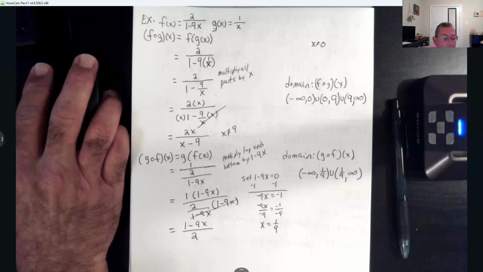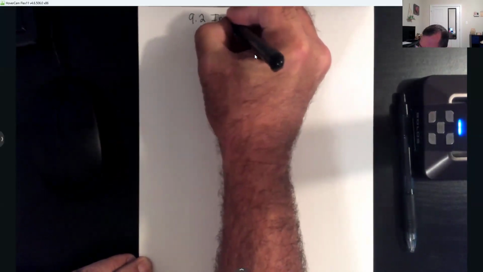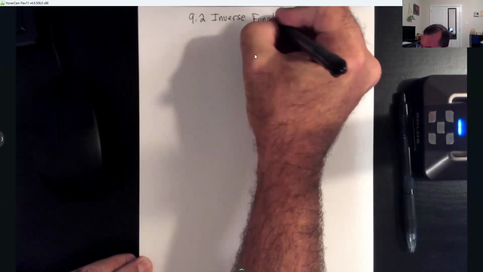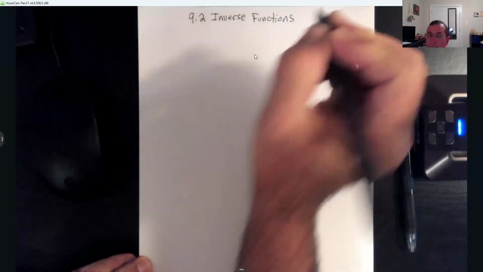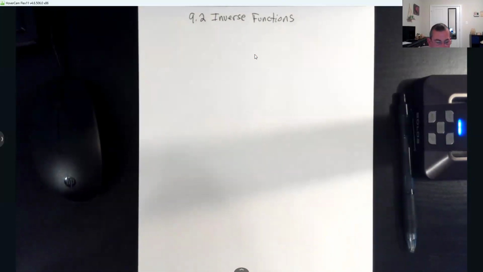So I'm gonna get us recording and we're gonna get into 9.2, which deals with inverse functions. All right, y'all, so here we go, 9.2, and this is inverse functions. So remember, inverses are sort of like the opposite of a function, okay?